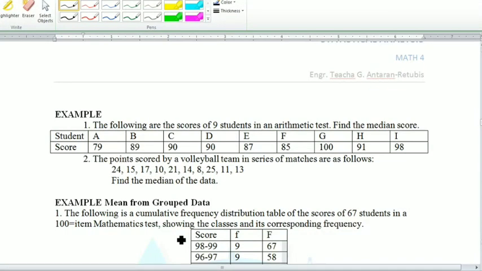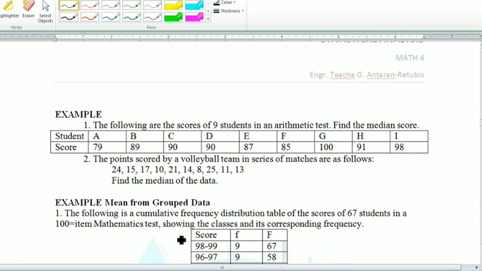For the median, we have here an example. For examples number 1 and 2, obviously this is considered ungrouped data. Why? It's because the number of samples for number 1 is only 9. Okay? So, take note class that we are to find the median.